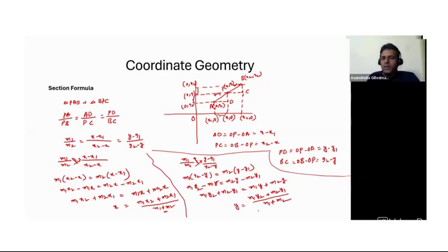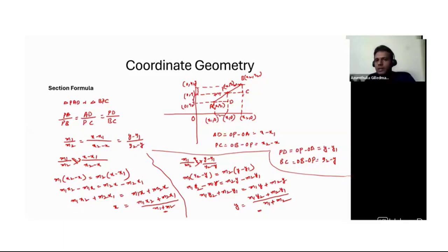You followed, right? So now we got the point x comma y by using the section formula. This is the section formula. The point P is x comma y, where x is m1 x2 plus m2 x1 by m1 plus m2, and y is m1 y2 plus m2 y1 by m1 plus m2.